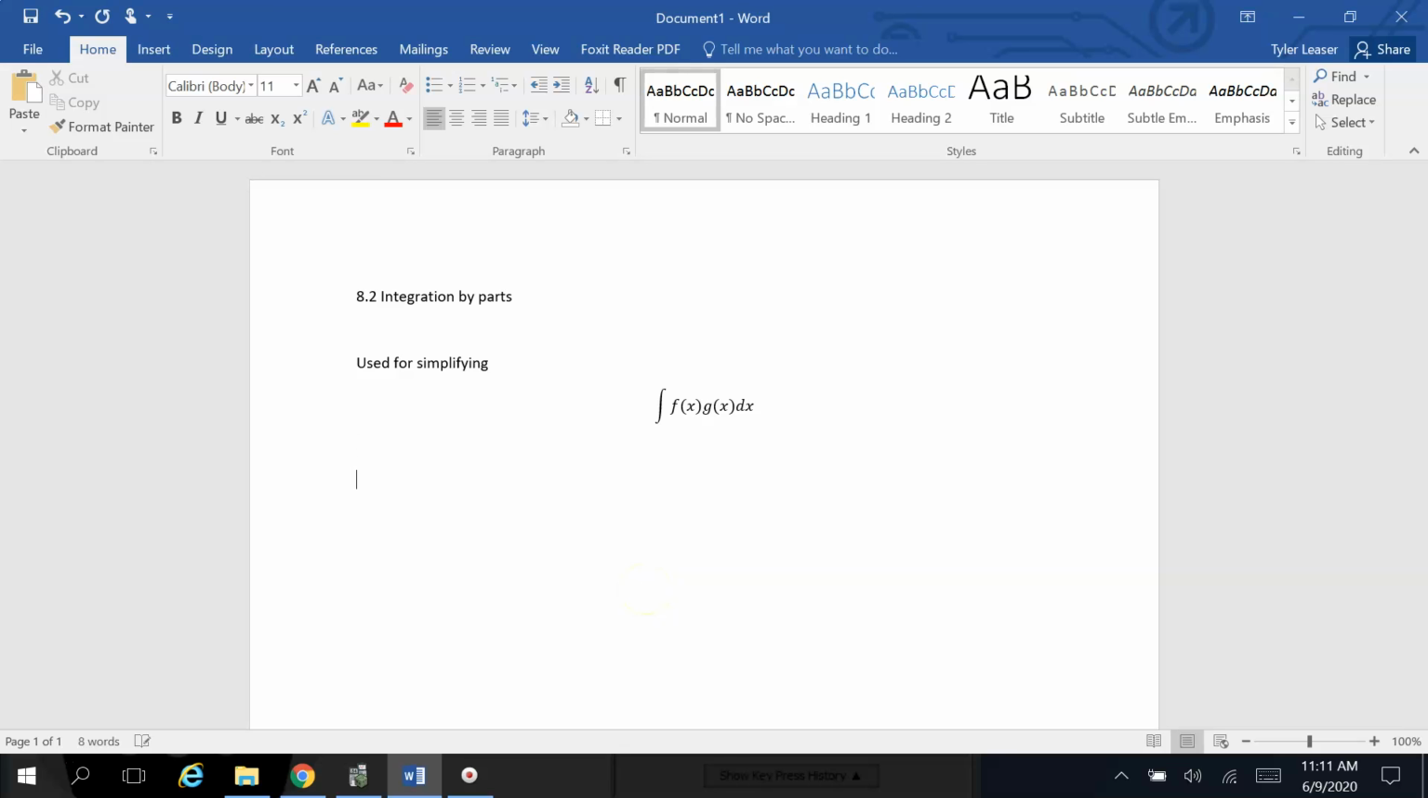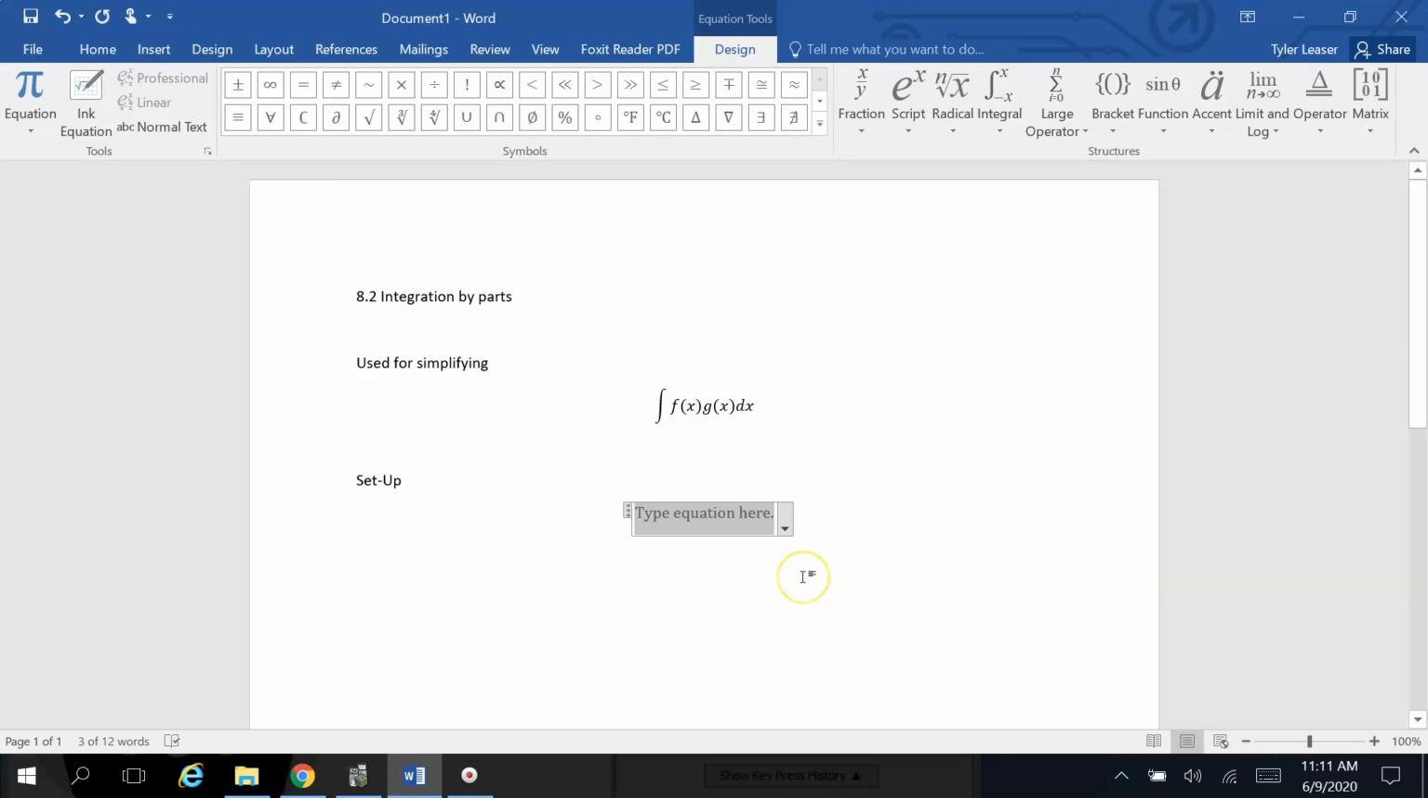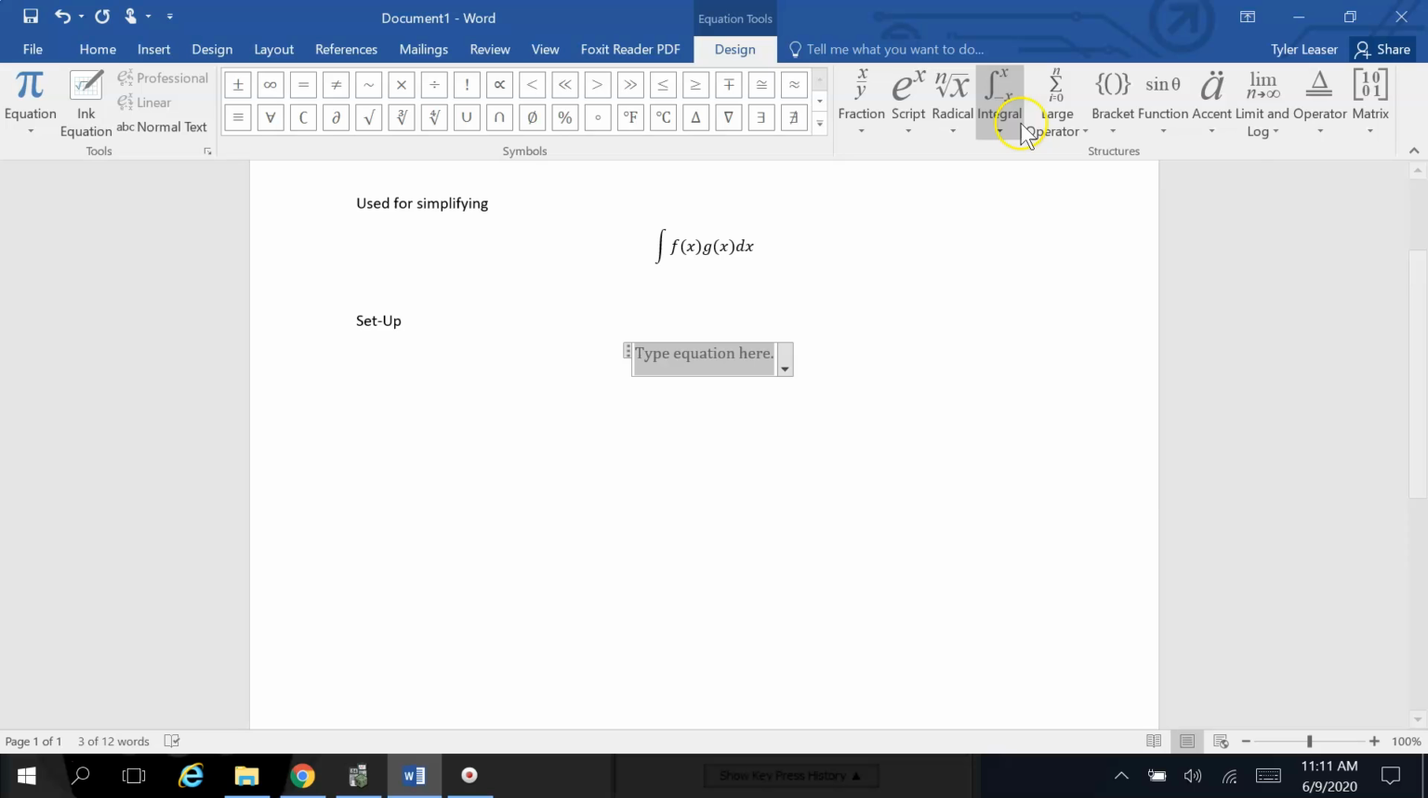Okay, so here's the setup and the behind the scenes of how it works. There's a lot to this. You're not going to be tested on this part of it, but I do think it's interesting how this came about.